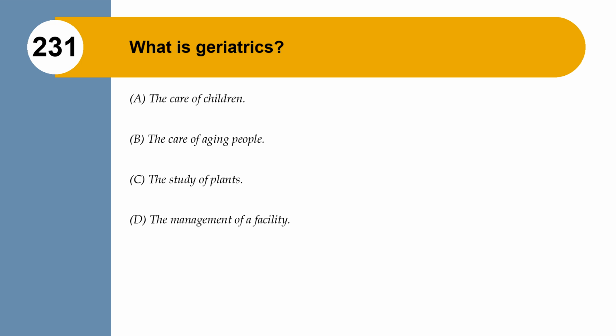Option A, the care of children. Option B, the care of aging people. Option C, the study of plants. Option D, the management of a facility.